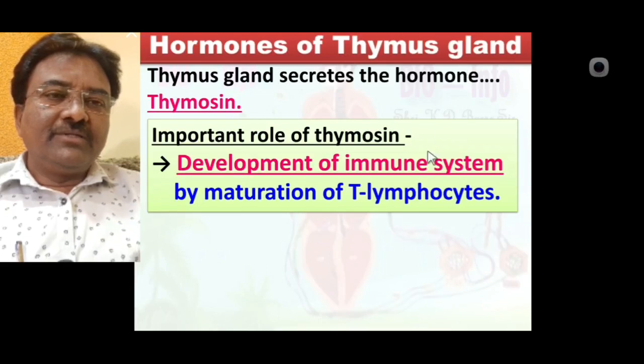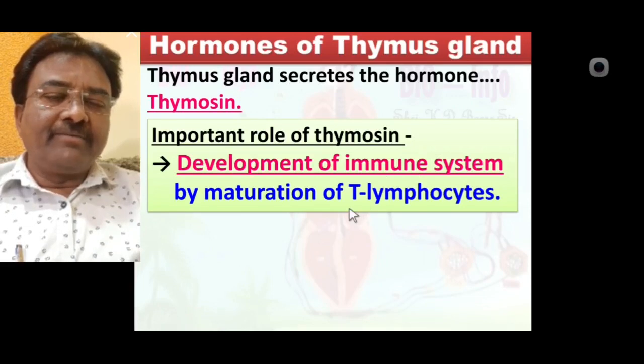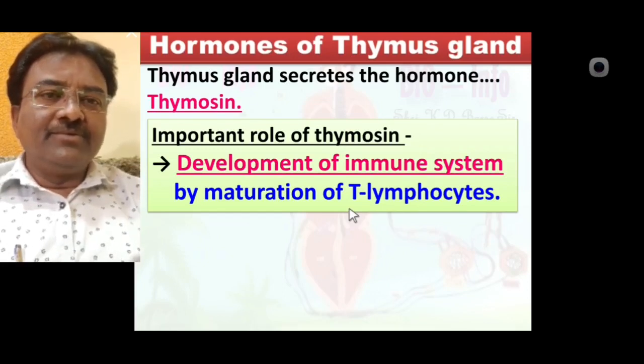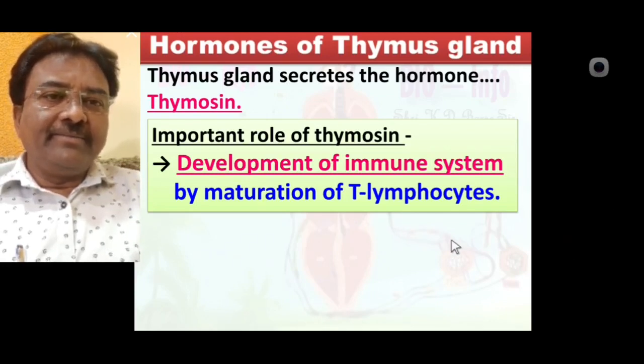So T lymphocytes are most important for immunity power production, WBC. So thymosin is most important for development of the immune system. The immune system is developed due to maturation of T lymphocytes in the thymus gland.